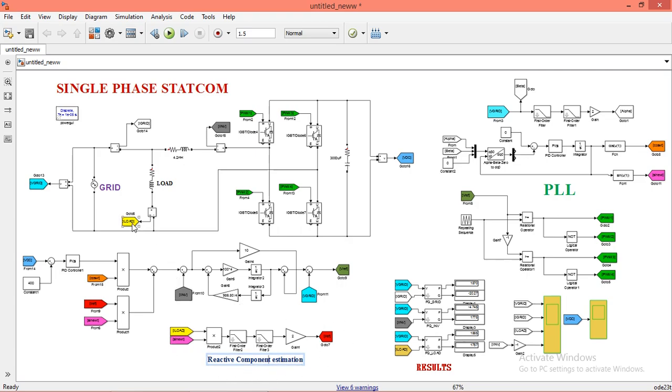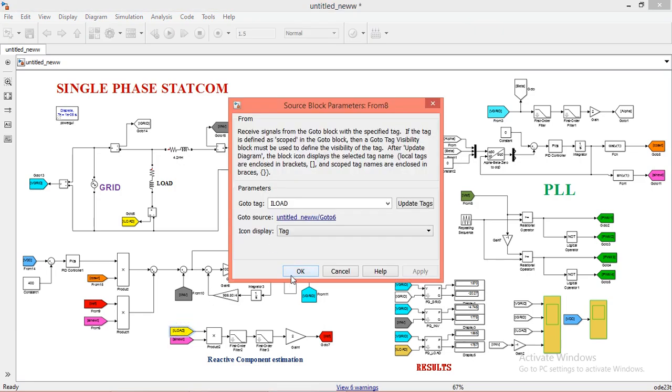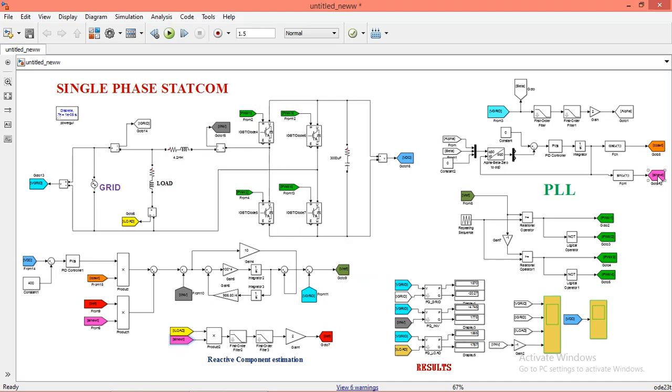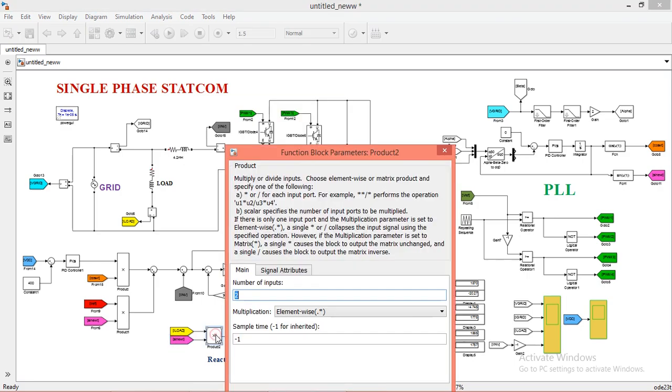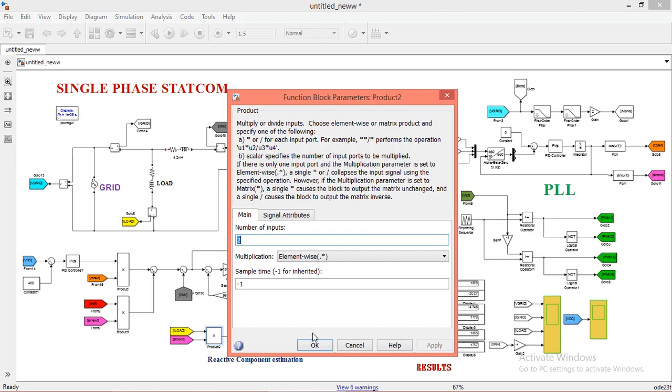For that I will take this I load here. This takes the load current, and sin omega t, which is coming from this PLL, so this point is connected to here. This sin omega t is the reactive component direction of the load current. Now I use a multiplier to multiply these two.